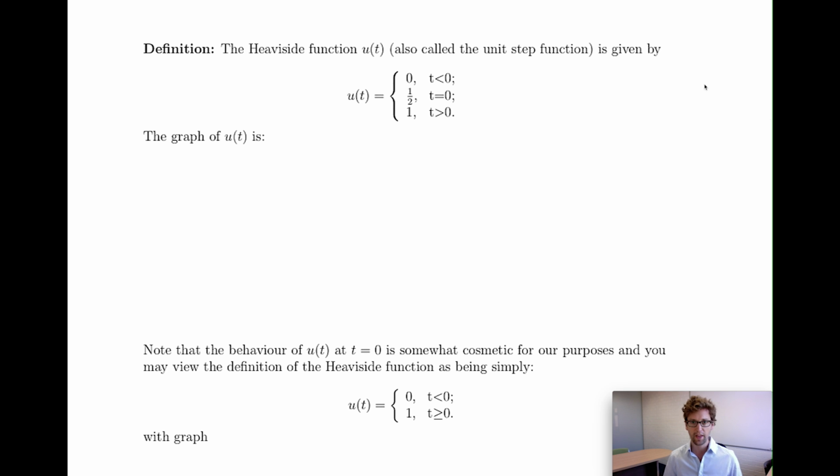So we're going to define the Heaviside function, u of t, in the following way. It's going to be equal to 0 whenever the argument t is negative. It's going to be equal to a half whenever t is equal to 0, and it's going to be equal to 1 whenever t is greater than 0. This is sometimes called the step function for reasons that will be obvious when we graph this function.